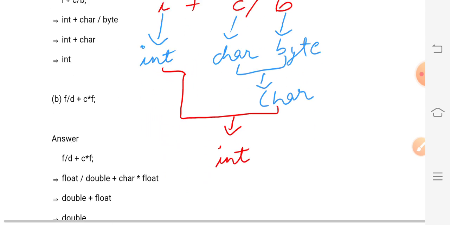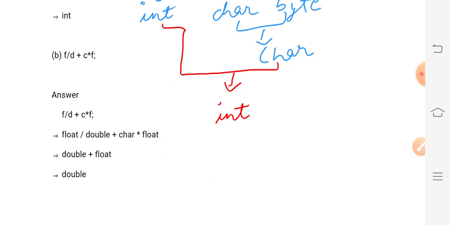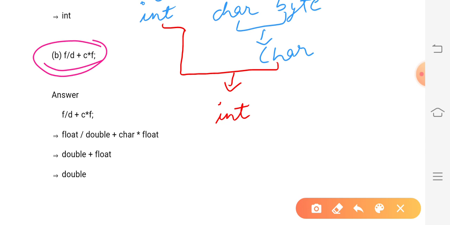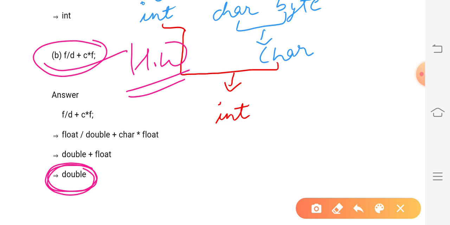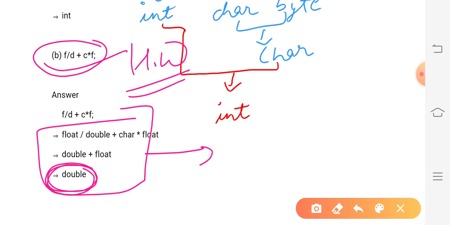Question number 1 we have done. Now B part is the homework for you. I have given the answer here, it will come in double type, and you can check your answer in this way, but you will make the flow lines. आपको ये पूरा डायग्राम की फॉर्म में बना के दिखाना है, ठीक है.